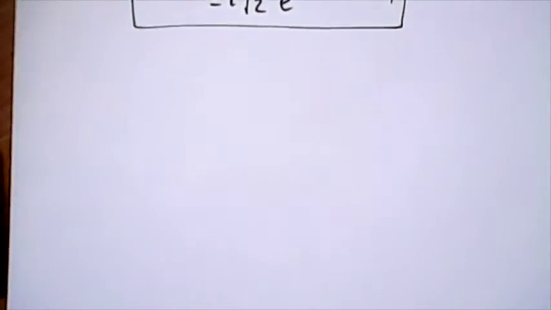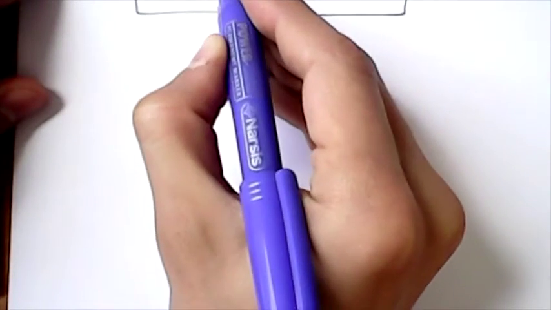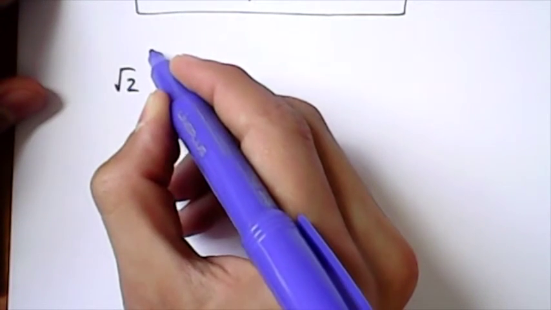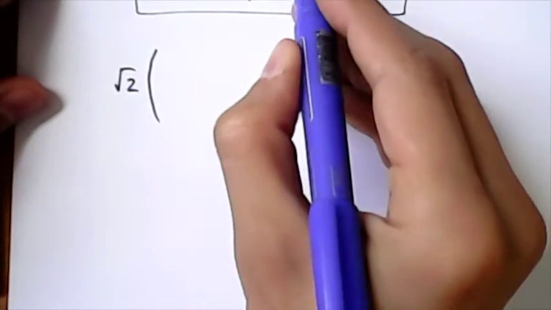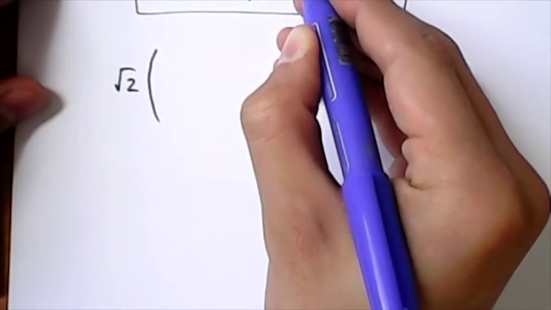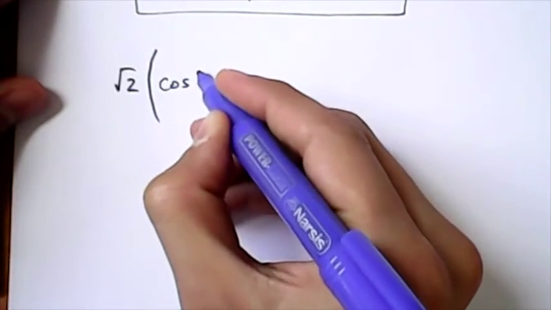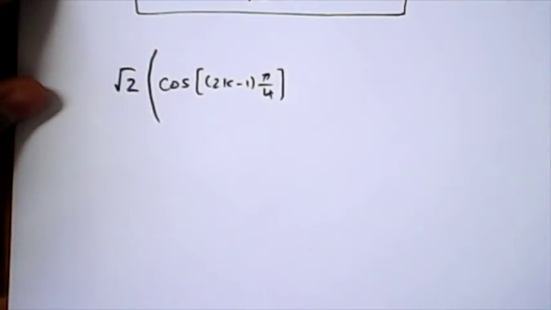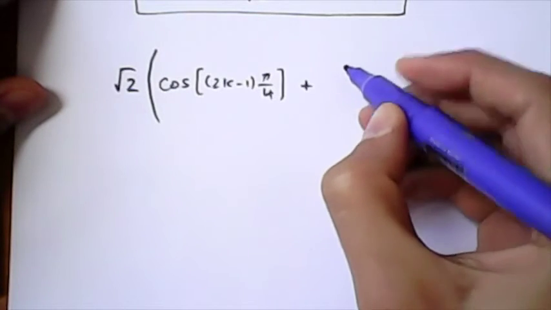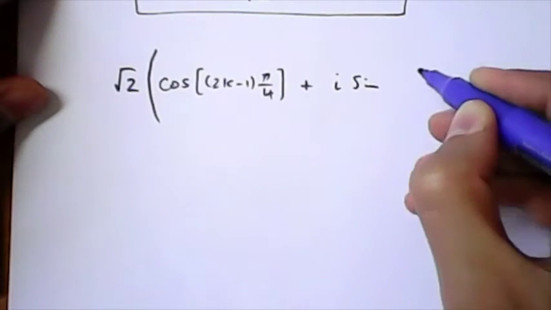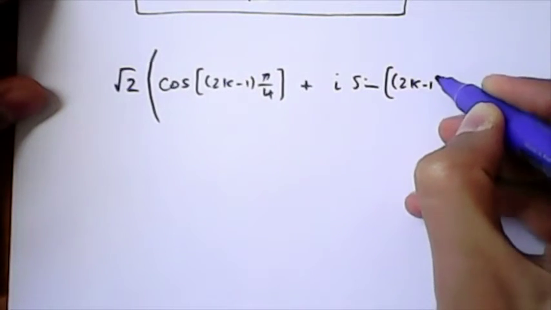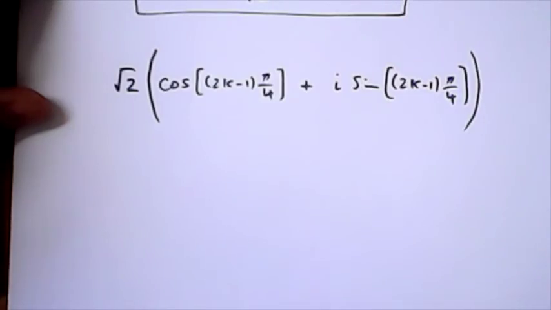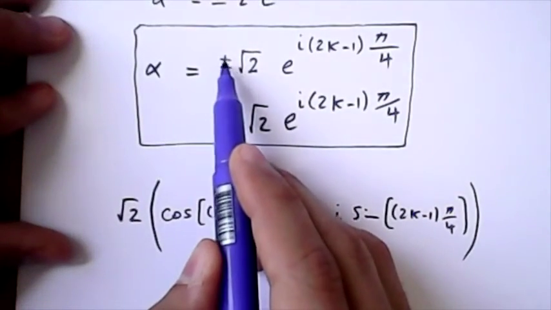Right, let's go down a little bit. Let me start from the first one: plus square root of 2 times, so Euler's formula had cosine of theta, and whatever is multiplied by i is theta. So cosine of (2k minus 1)π over 4, plus i times sine of (2k minus 1)π over 4. That was about it. That was the first one, the plus this.